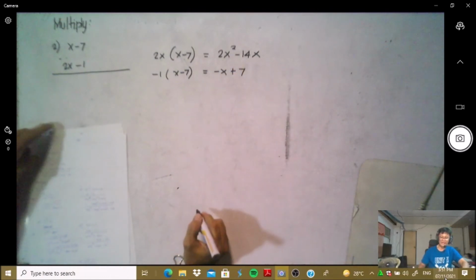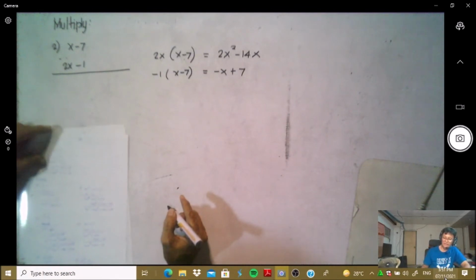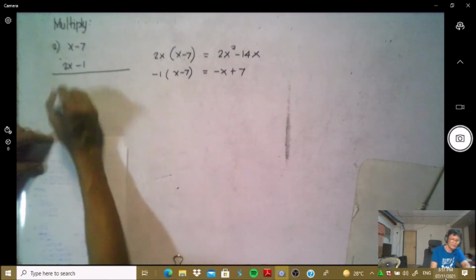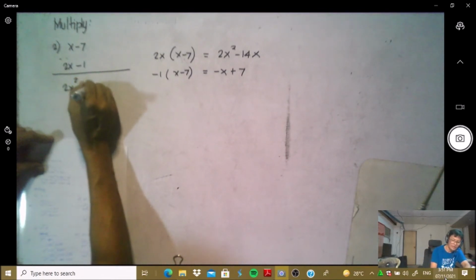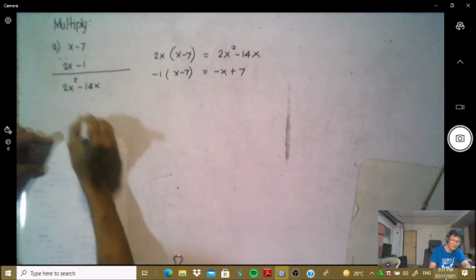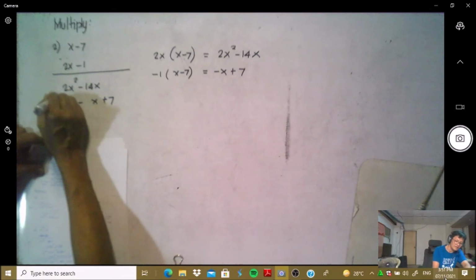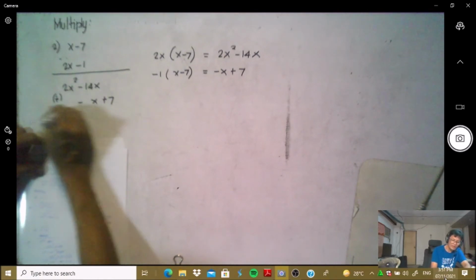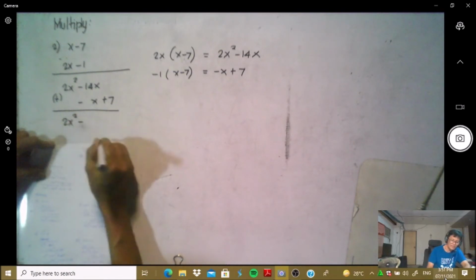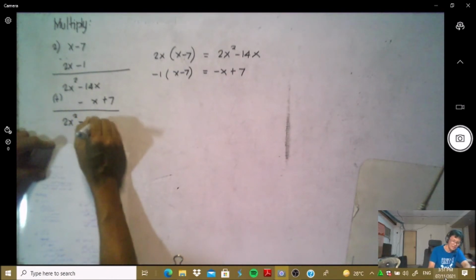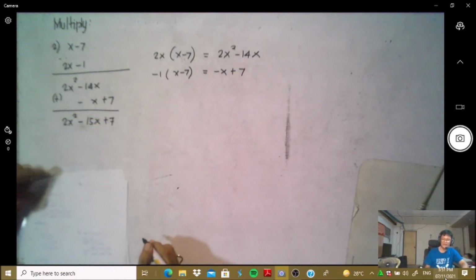Then we can now add these two, but we have to arrange that in correct format. So we have 2x squared minus 14x. Then we have to add negative x plus 7. So add. Therefore, bring down 2x squared minus 15x plus 7. Okay, so that is our answer.